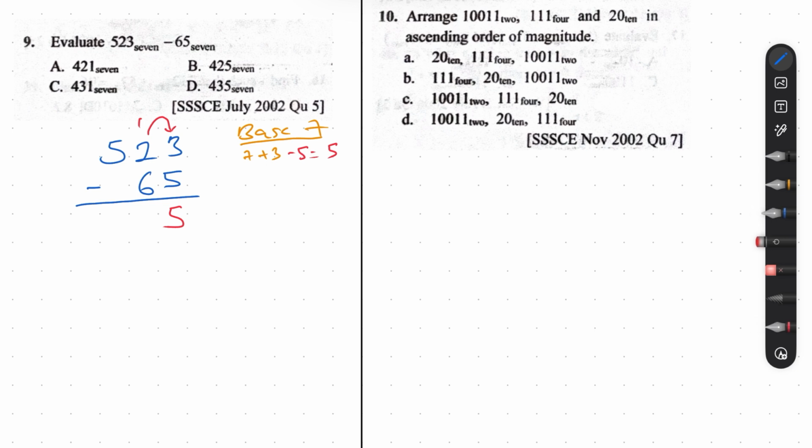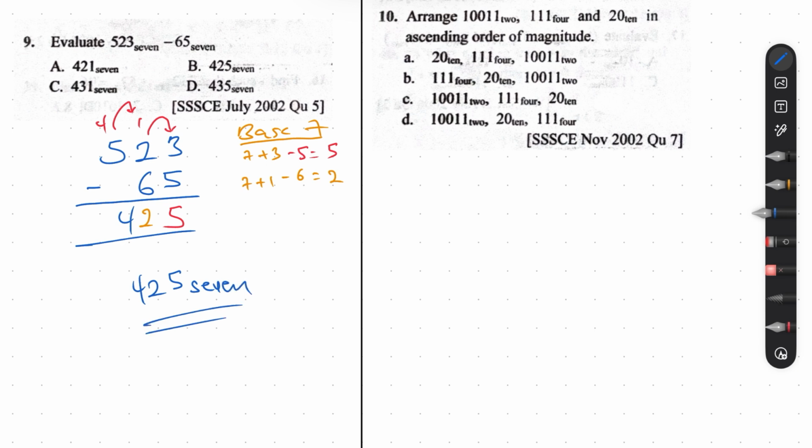So now 1 minus 6, also impossible. So we borrow from here. When we borrow, it becomes 7, right? So 7 plus 1, then minus 6, will give us 2. So here we have 2. We borrowed from here, and the remainder is 4. Now this 4 minus 0 is literally 4. So this is our answer, 425 base 7. Do we have that? Yes, it is B.